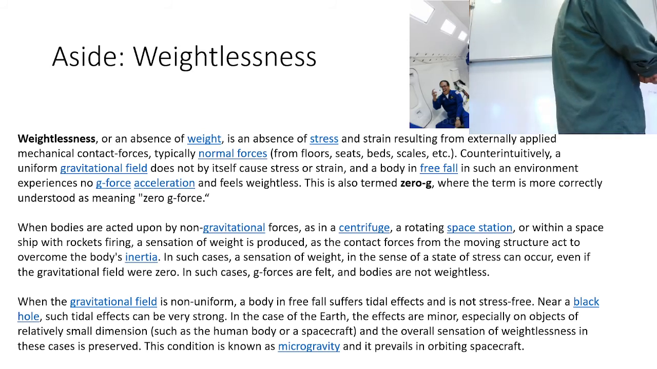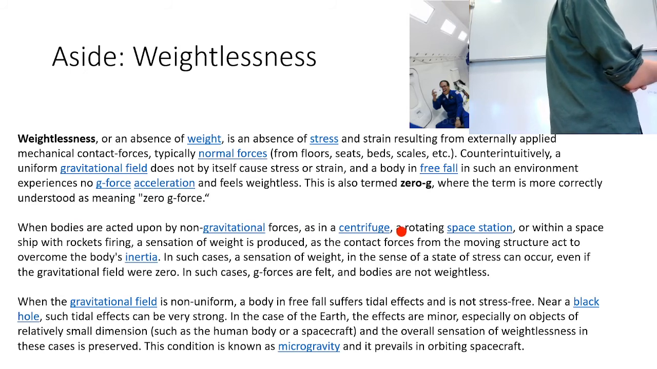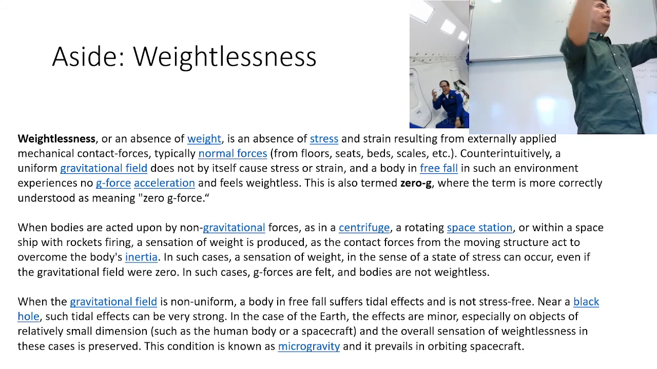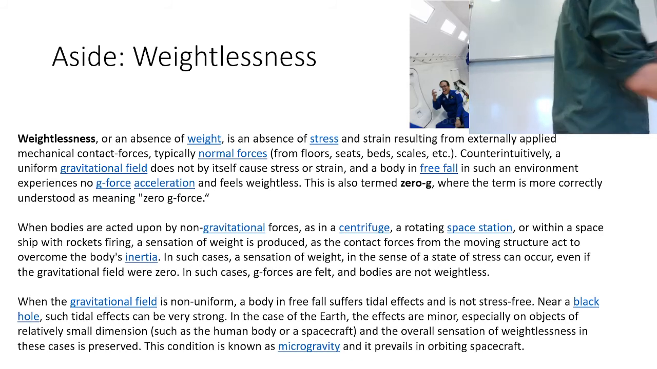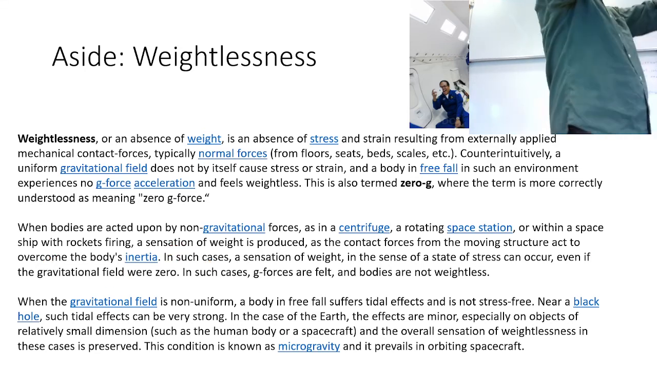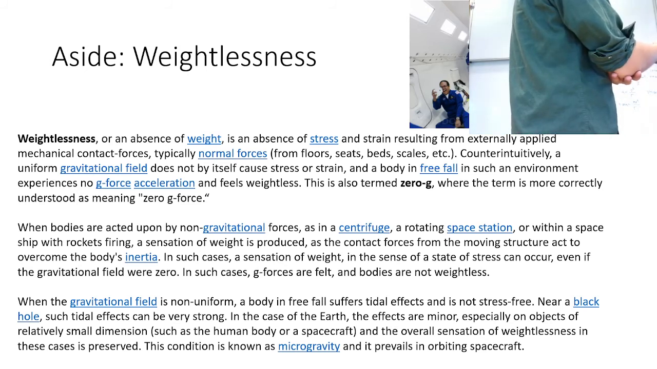So if we keep reading: when bodies are acted upon by a non-gravitational force, such as a centrifuge, rotating space station, or within a spaceship with rockets firing, a sensation of weight is produced. So this is if you're in one of these space colonies that's rotating in space, right? As the contact forces from the moving structure act to overcome the body's inertia. So you can simulate gravity if you're in one of these rotating space stations, right? In such case, sensations of weight in the sense of state of stress can occur, even if the gravitational field is zero.